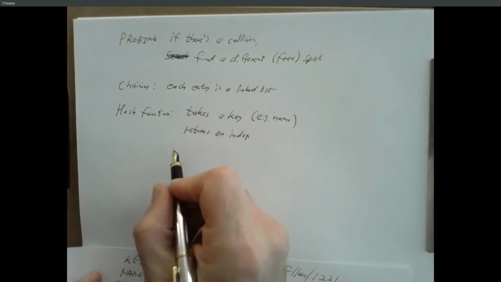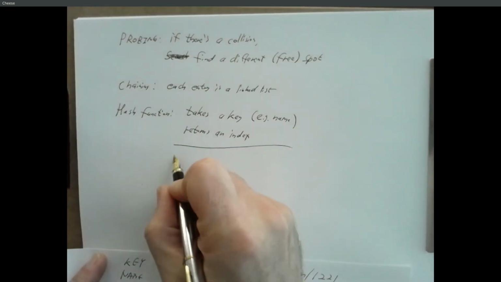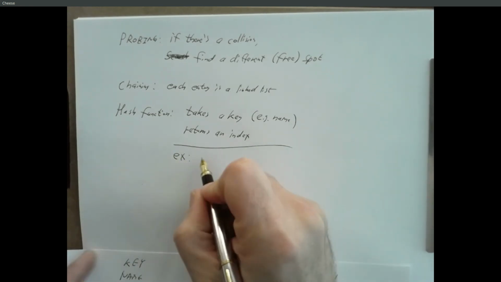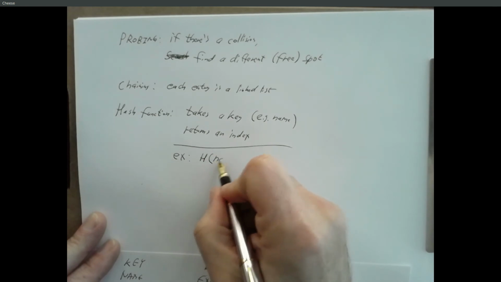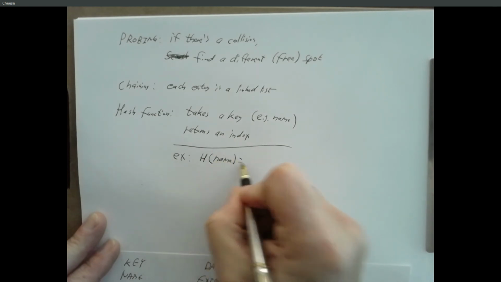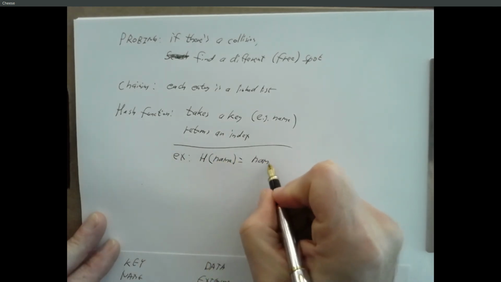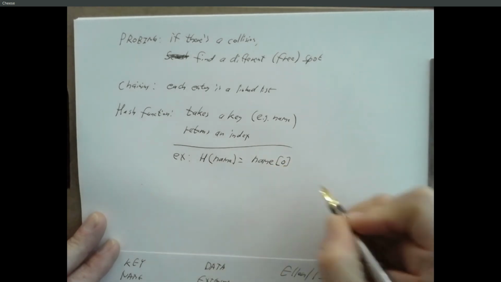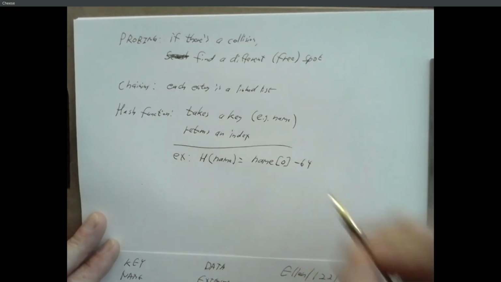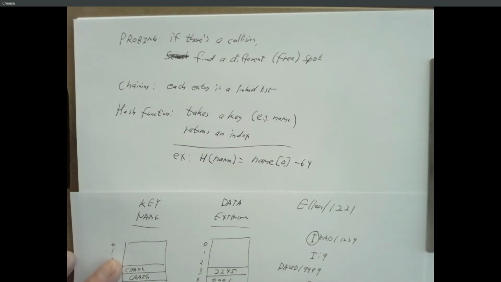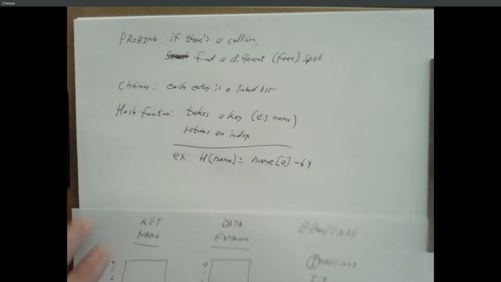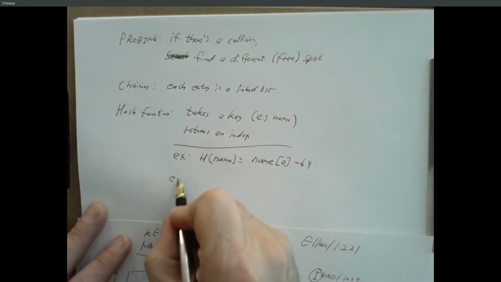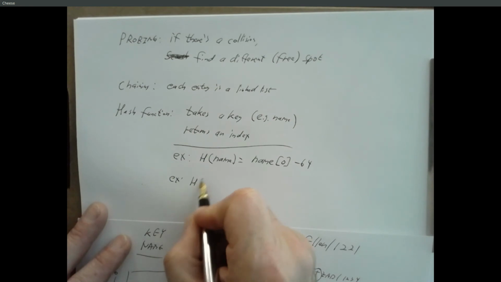Let me show you a possibly better example. So this is a hash function h. Takes in the name. Take name, element 0, subtract 64. That's the one we've been working with. So cat goes to 3, Abe goes to 1, and so on. A better one might be this.